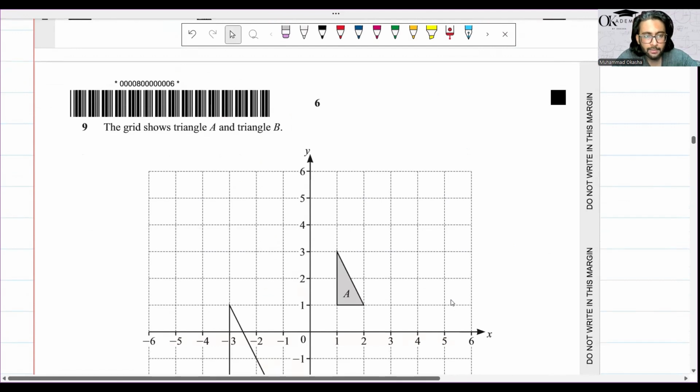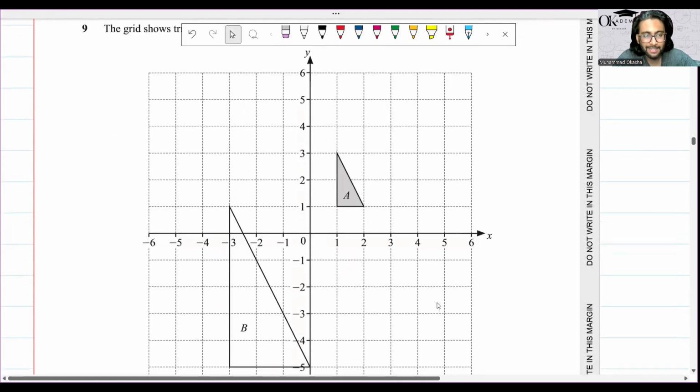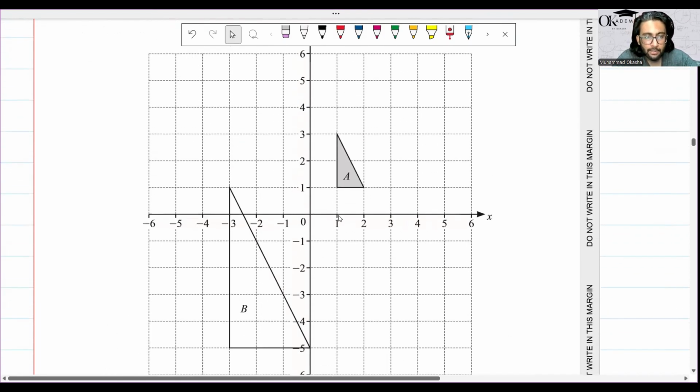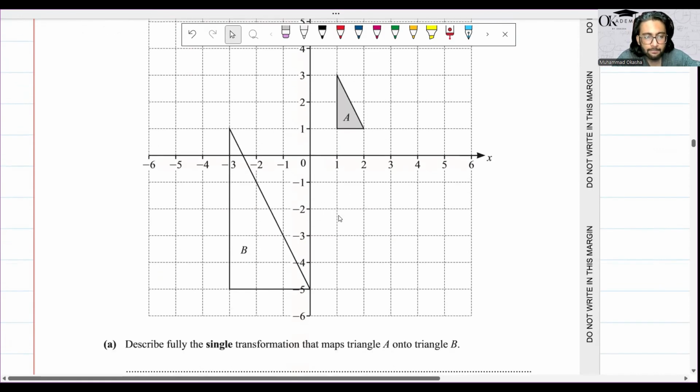Ooh, transformations. I can already tell this is transformations because I see a small figure and a bigger figure. I see a smaller triangle and a bigger triangle. Describe fully the single transformation that maps triangle A onto triangle B. So we applied just one transformation and that turned triangle A into triangle B. What do you think that magic transformation is? Obviously, it's enlargement, right? We took a triangle and we enlarged it.